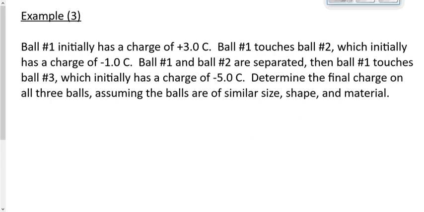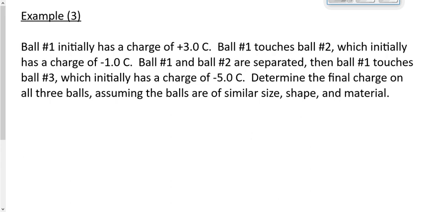Ball number 1 and ball number 2 are separated. Then 1 touches 3, which is a charge of -5. What's the final charge on all 3 of them, assuming that they're similar size, similar shape, similar material? In other words, so that they balance out. What do we do? Add them up, divide by 3? Yeah. No. Yeah. Good recovery there.